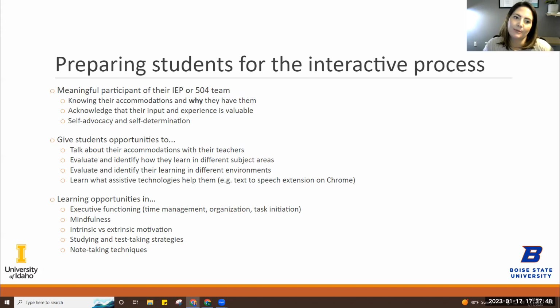And then some additional learning opportunities with executive functioning, time management, organization, task initiation. That is all going to be super helpful for them when they transition to post-secondary. We also have resources on campus that can continue the support with executive functioning, as we know that can be a lifelong struggle for a lot of people. And then some other like mindfulness, intrinsic versus extrinsic motivation, studying and test taking strategies, and note taking techniques.